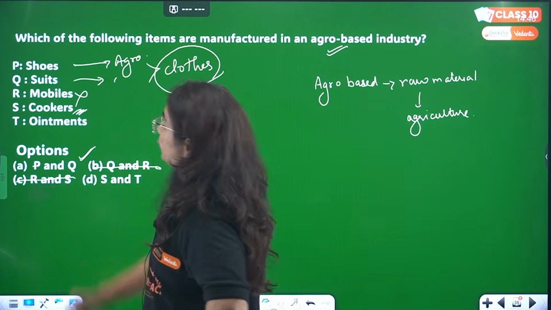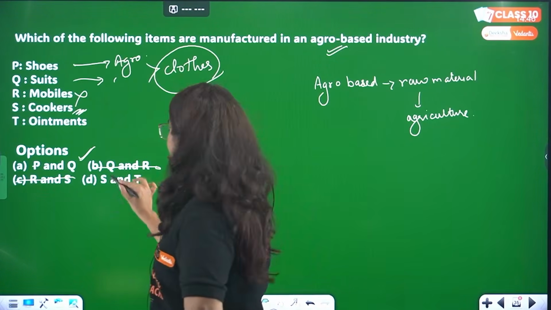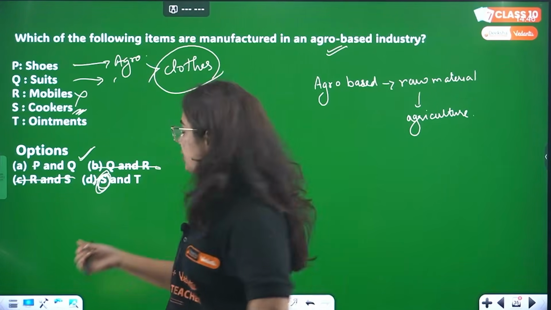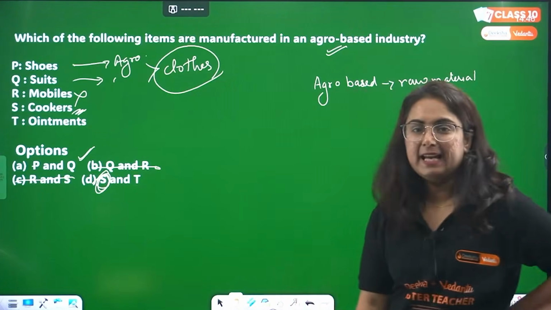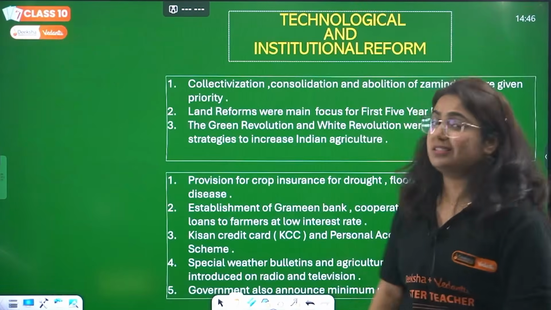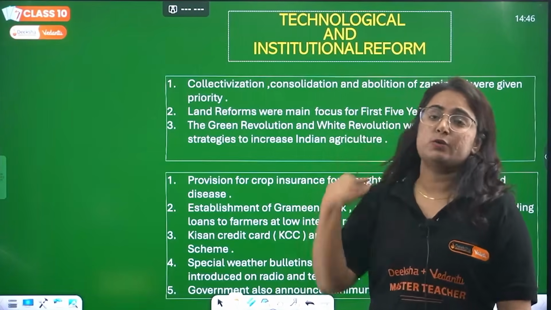Why? Because it includes the option S, that is cooker, and cooker cannot come from a raw material from agriculture. My bad. I just did not see that S. ठीक है. Getting my point? So it is P and Q as the correct answer. See, this is how it can be made tricky.